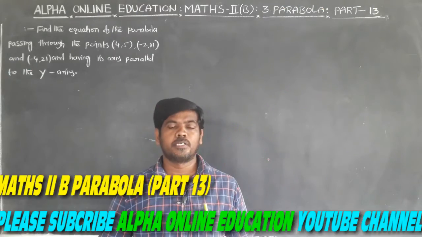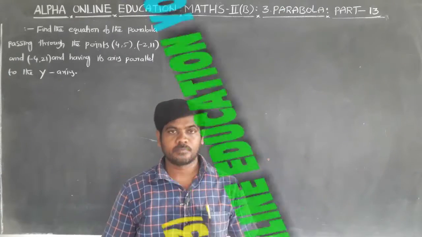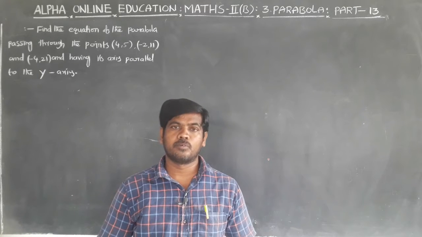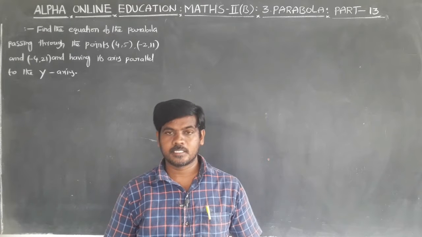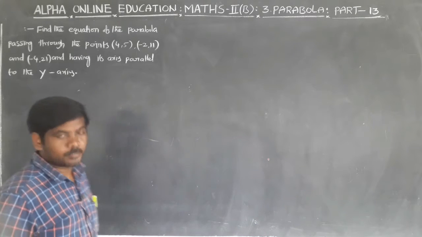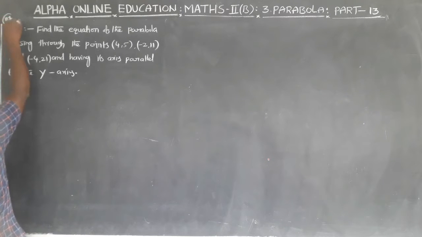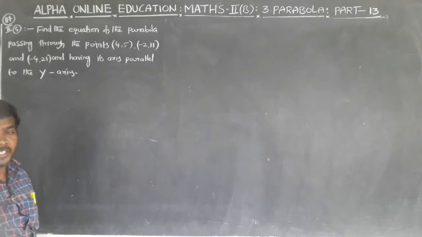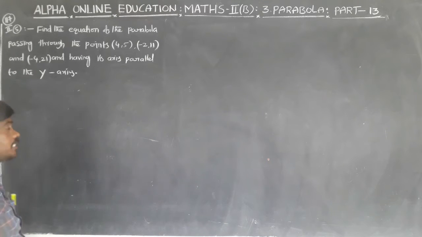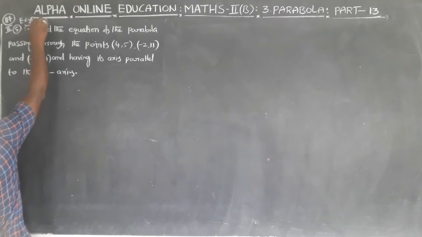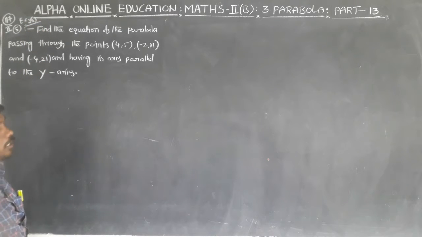One most important problem, 7 marks question, Maths 2B, third chapter, Parabola, first exercise, second bit, fifth problem. Page number 117, exercise 3A, second bit, fifth problem.